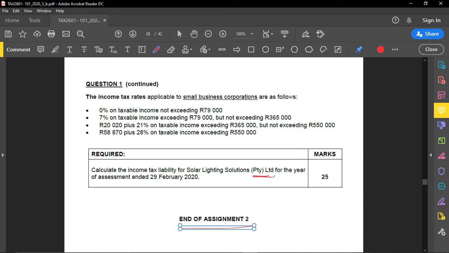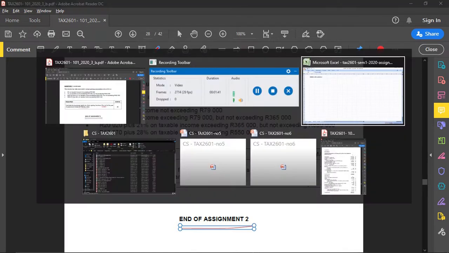That's important because then you know what type of entity you're dealing with in terms of the taxpayer. And that's for the year of assessment ended 29 Feb 2020. So you've got the tax year, that's important. We're working out the tax liability, and in order to do that, you need the taxable income. So I need to create my templates.